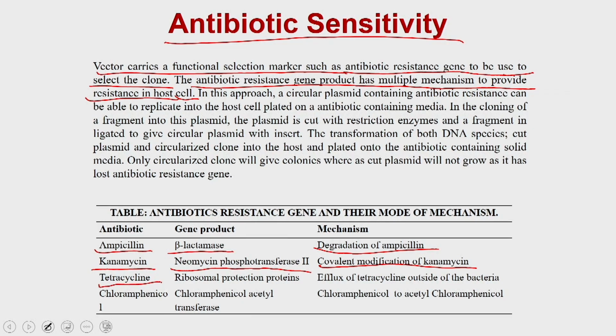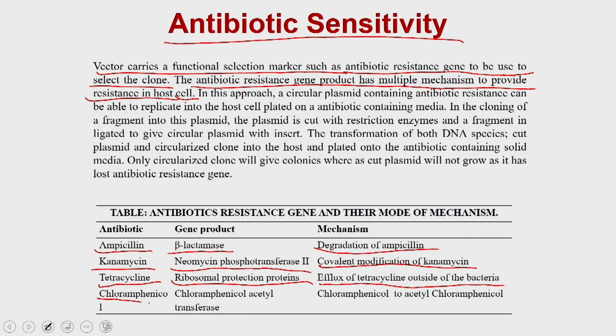The tetracycline resistance gene is going to produce several ribosomal protection proteins, and that will contribute to the efflux of tetracycline, which means it is going to throw the tetracycline out of the bacteria, and that is how the tetracycline level is going to be very low in the bacteria, and that is how the bacteria acquires the resistance against tetracycline.